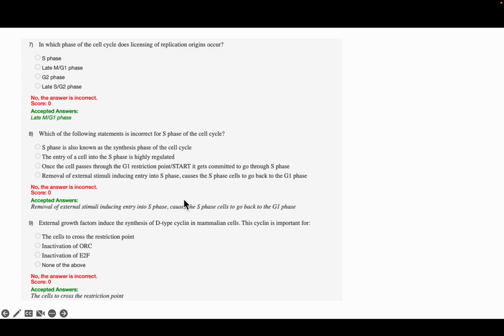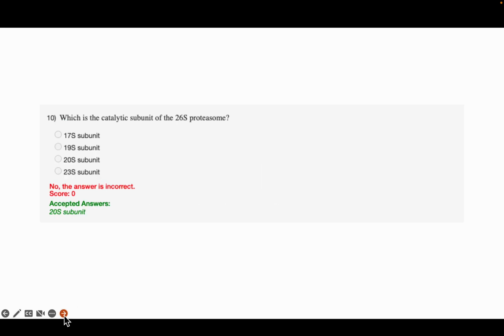Now the next question is: external growth factors induce the synthesis of D-type cyclin in mammalian cells. The cyclin is important for the cells to cross the restriction point, not inactivation of ORC or inactivation of E2F. So we know that cyclins are responsible for crossing the restriction point.